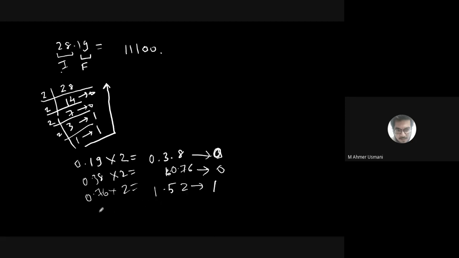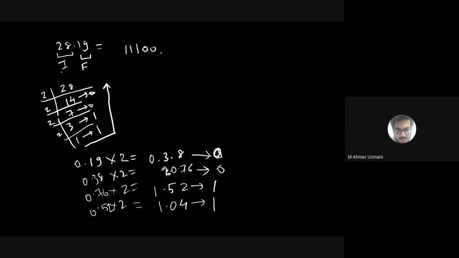Now you get 0.52 multiplied by 2. 0.52 multiplied by 2 gives 1.04. So it is 1.04. 2 2s are 4, 2 5s are 10. So 1.04, and you'll get 1.